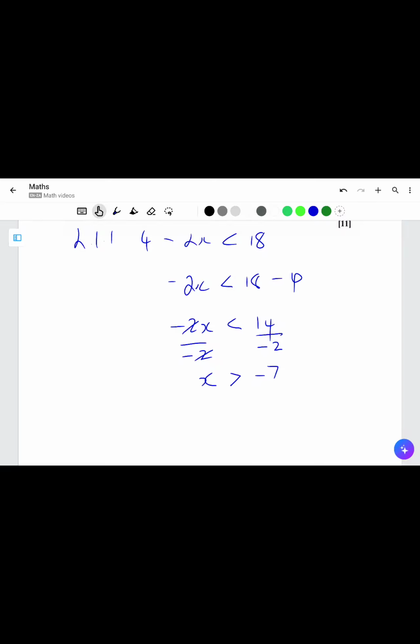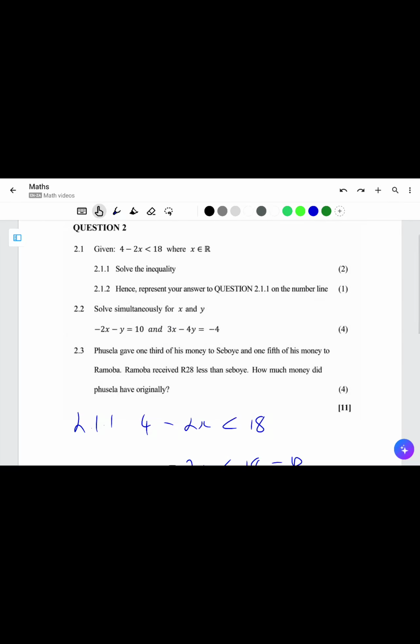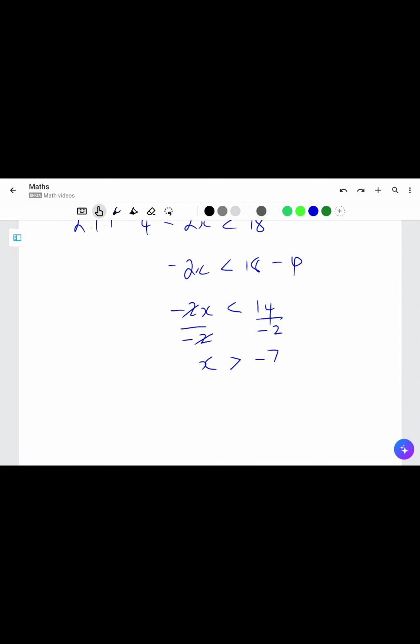So when we change the sign of x, the rule is that the inequality will swap positions. Can you see that? You guys still remember this? Okay. So let's have a look at the next question, 2.1.2. Hence, represent your answer to question 2.1.1 on a number line. So we're going to draw this now on a number line.